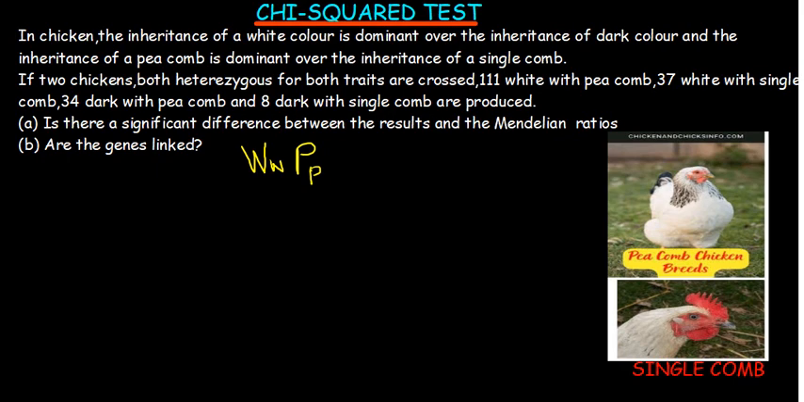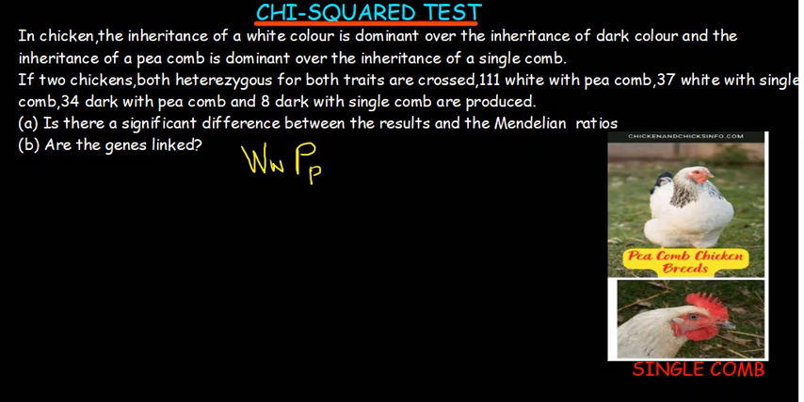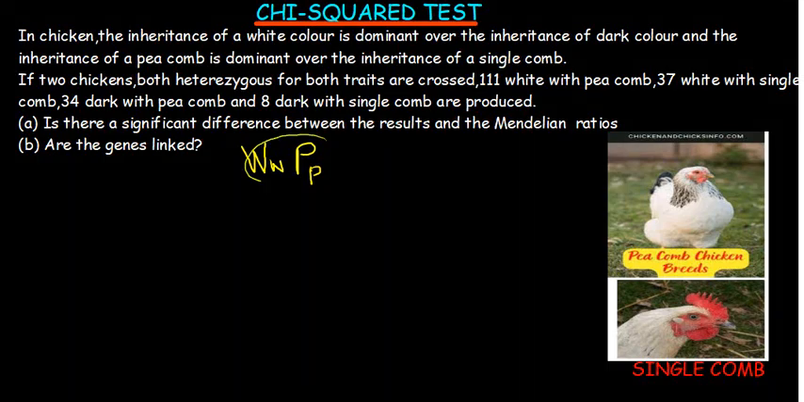Now we are crossing two individuals which are both heterozygous for their traits. That means it's heterozygous white and also heterozygous pea comb. So both have got the same genotype. Now before they can cross, there will be a sorting of gametes within the individuals in the process of meiosis. And we know that during meiosis there is also genetic recombination, so there can be some sort of crossing over if the genes are not linked. But if the genes are linked, they might not be crossing over.